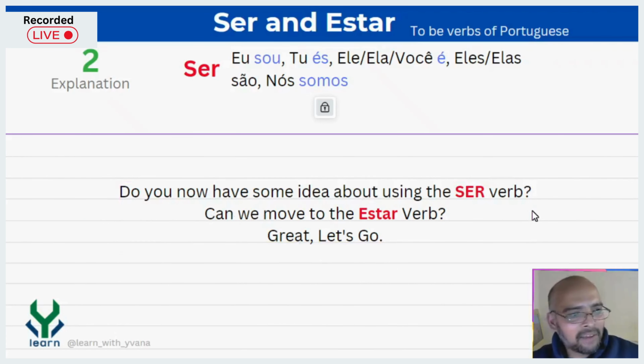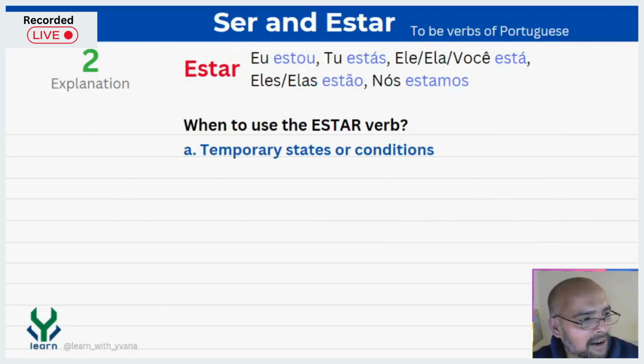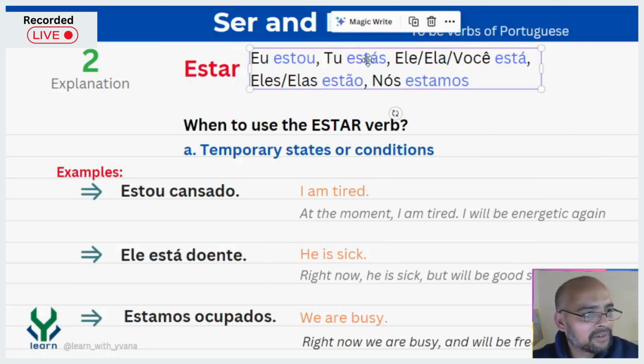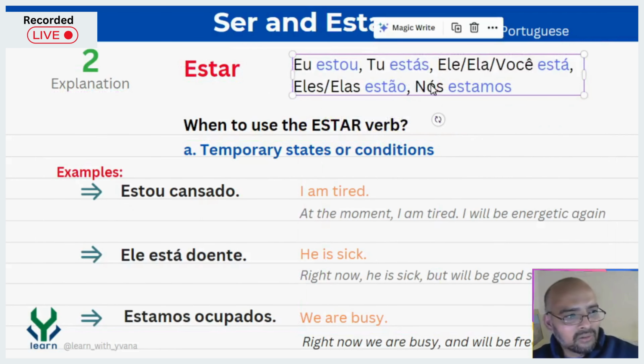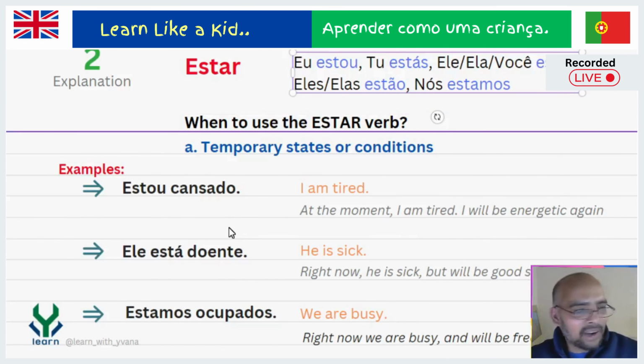Do you now have some idea about using the SER verb, right? Can we move to the ESTAR verb? Great, let's go. And we are now at the ESTAR verb, right? So in the ESTAR verb, you say here in this part, eu estou. We will make it very clear with examples later on, okay? If not today, then on Wednesday, don't worry. So if we talk about temporary situations, we use the ESTAR verb, right?